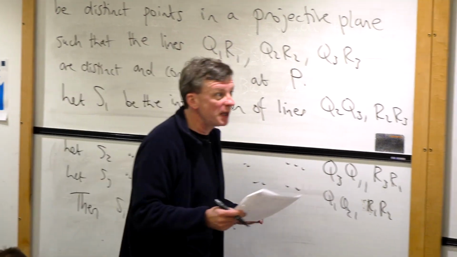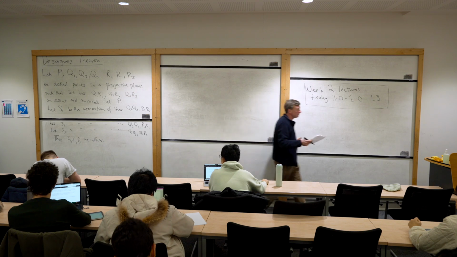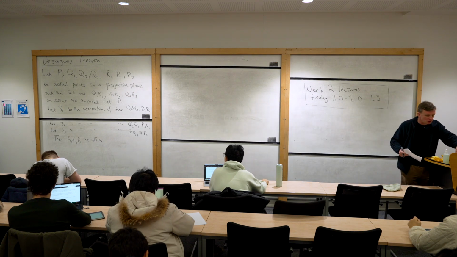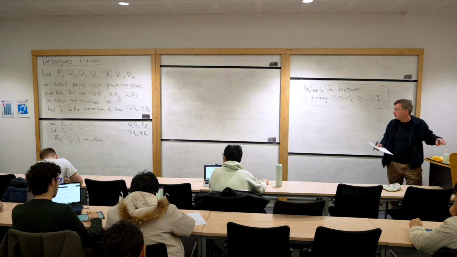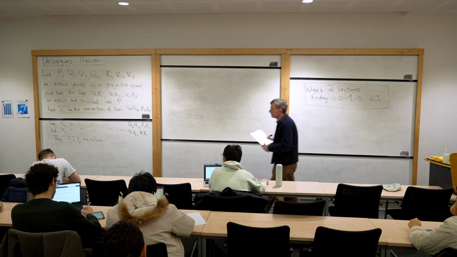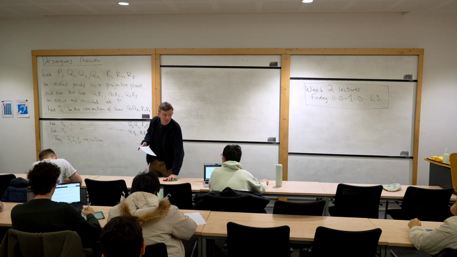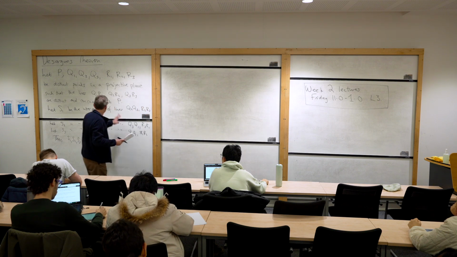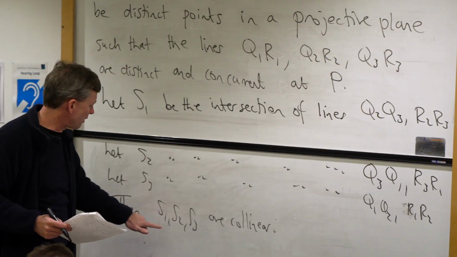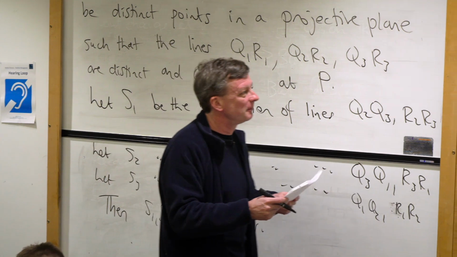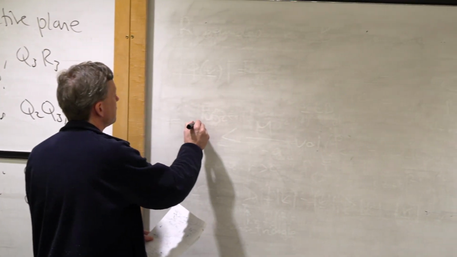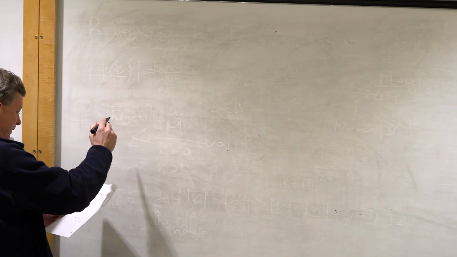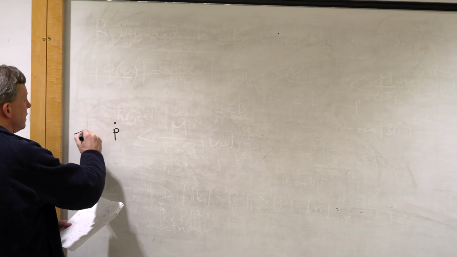So I'll have a go at drawing a picture on the board. It's not an easy picture to draw. If you've got a ruler, it might be easier for you, and you can treat that as an experimental test as to whether the theorem is true or not. You draw all these lines, and then in the end you have to know, are S1, S2, S3 in a line or not. So let's see if I can draw something vaguely sensible.